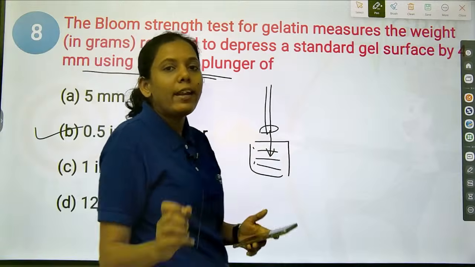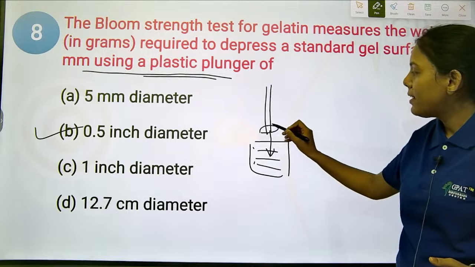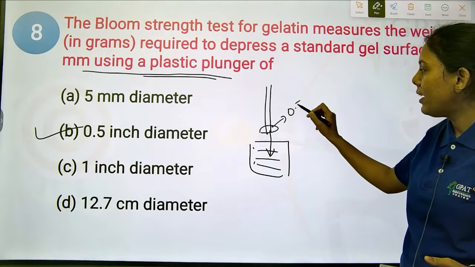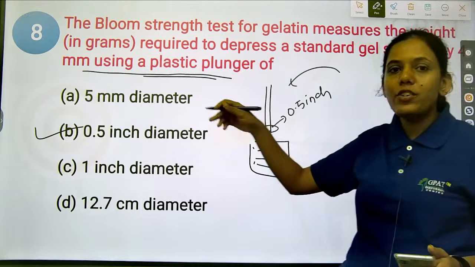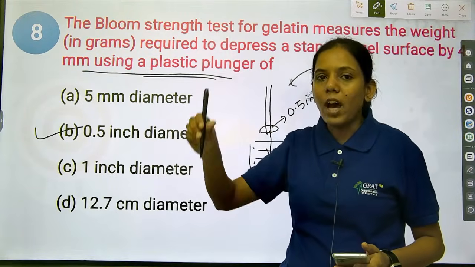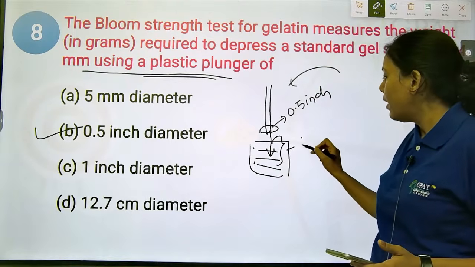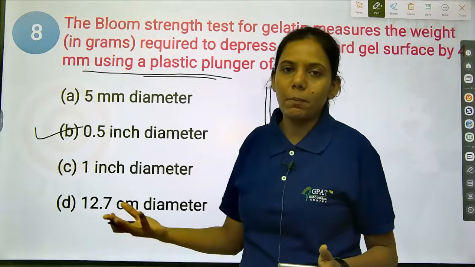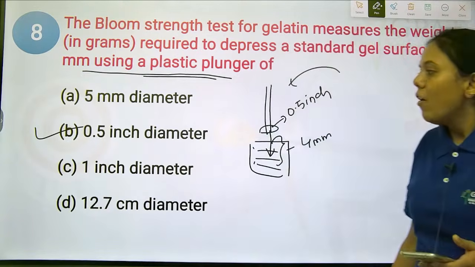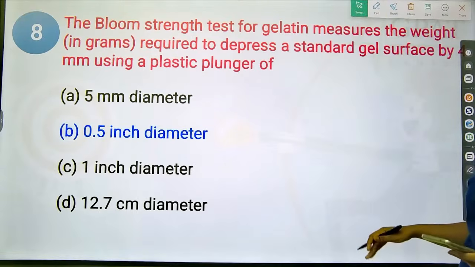Very good. So that has to be 0.5 inches diameter. Please remember this plastic plunger diameter is 0.5 inches. As you keep adding weights into the Bloometer, it will move down. How much down it should go? It should go 4 mm deep. And to move this, how much weight is required? That is nothing but your bloom strength. Okay. Very good. 0.5 inches diameter is the right answer.